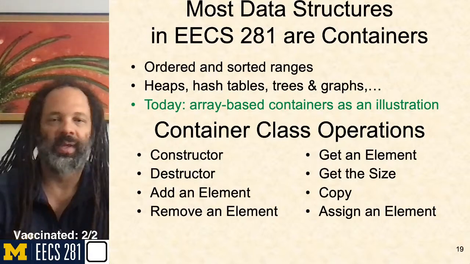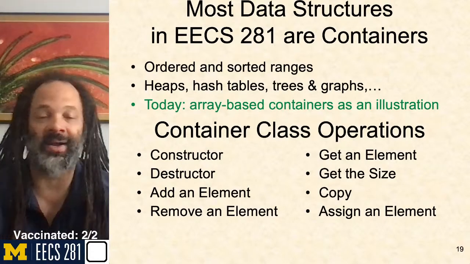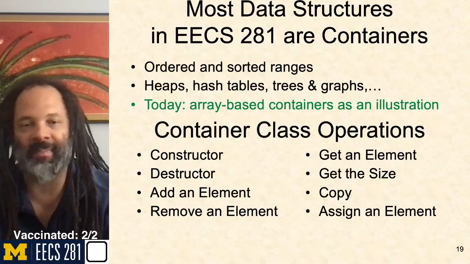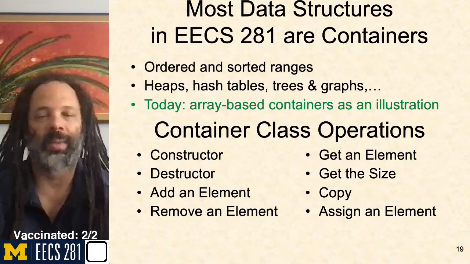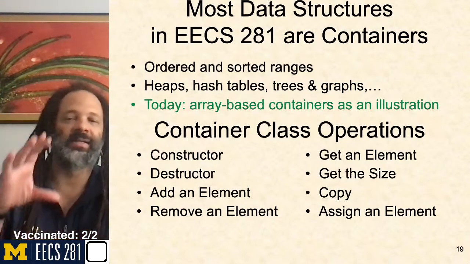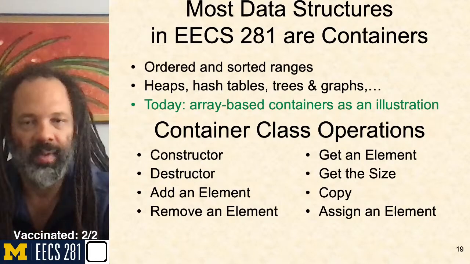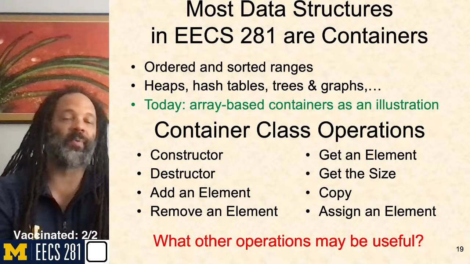How do I retrieve an element? That doesn't mean remove it. So how do I get it while it stays in the container? Can I check the size? Can I make a copy? Can I assign something? Blah, blah, blah. So there's a lot of container class operations that we have, and almost every container has a really large subset of these 8. However, there may be some other operations that you can think of that might be useful.